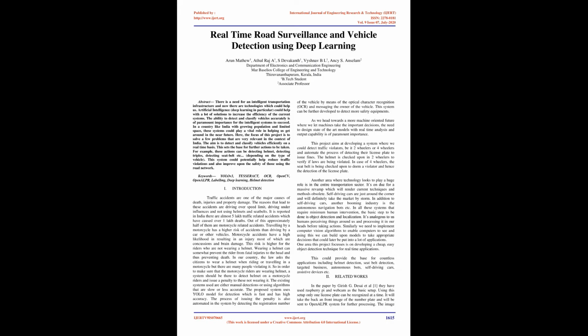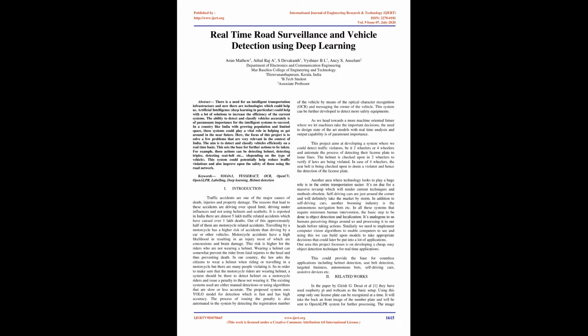Real-time road surveillance and vehicle detection using deep learning. Abstract: there is a need for an intelligent transportation infrastructure, and now there are technologies which could help us. Artificial intelligence, deep learning in particular, could help with a lot of solutions to increase the efficiency of the current systems. The ability to detect and classify vehicles accurately is of paramount importance for the intelligent systems to succeed.